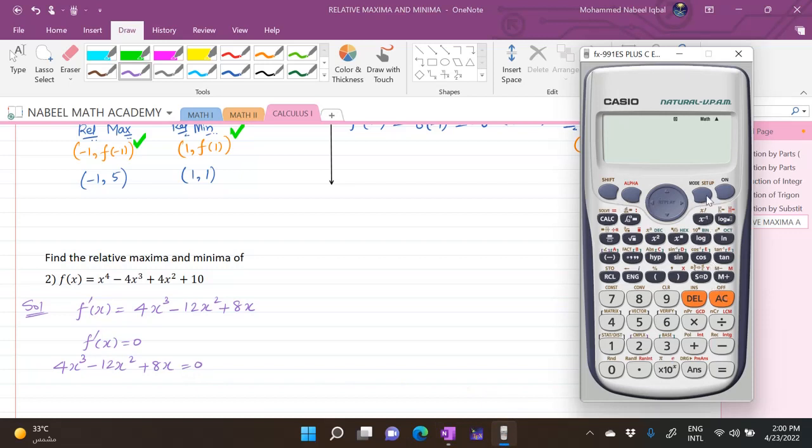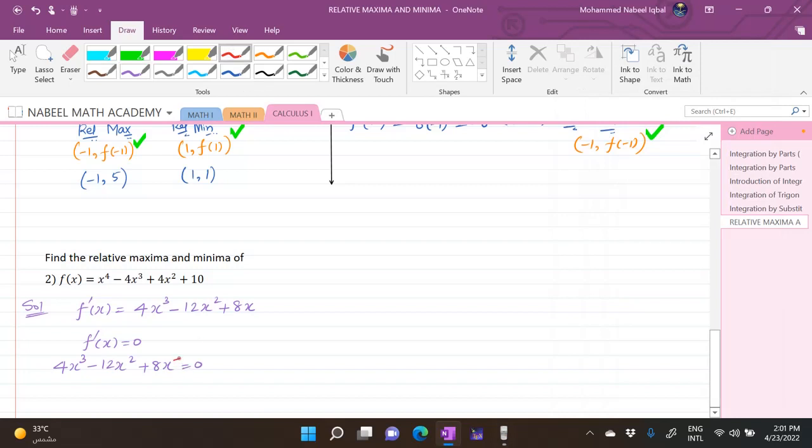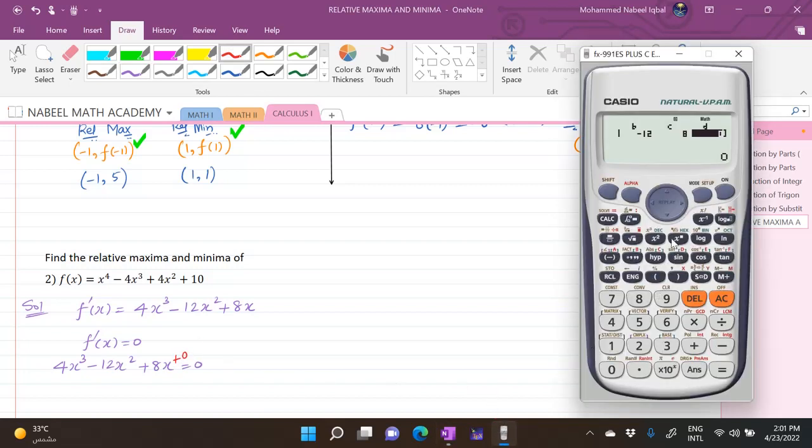Just press mode. You have EQN. Just press 5. Here this is degree 3. This is a third order equation. What is A? A is nothing but 4. I just press 4 equal. What is B? Minus 12, the coefficient of x square. C, the coefficient of x, which is 8. And D, there is no constant. Therefore, I have to put this one as a constant 0. Then equal, again equal, and you will find x equal 1 and 0.